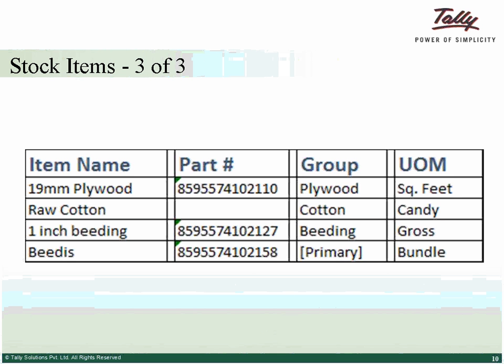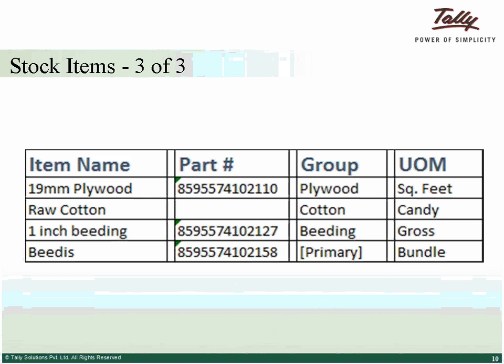Let us create a few stock items as shown on the screen. Notice that for one item we do not have a part number, and for beading we do not have a group, so we set it under primary. We can add a group and regroup anytime later. Let's create as per the illustration in Tally.